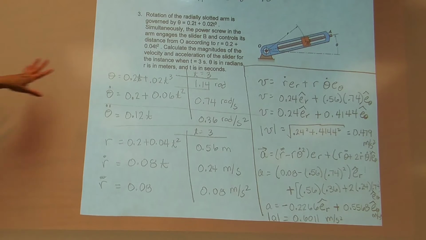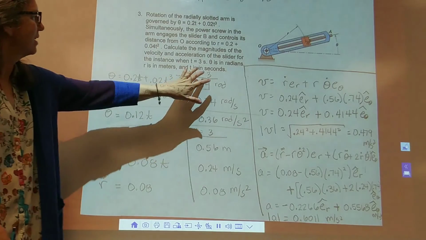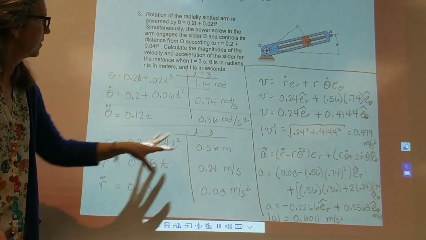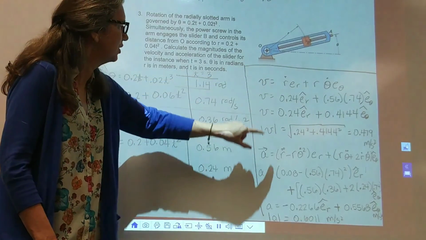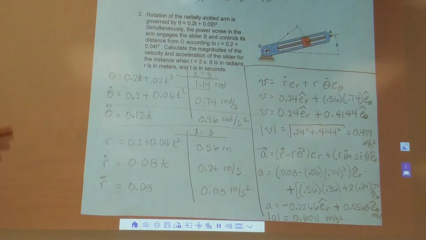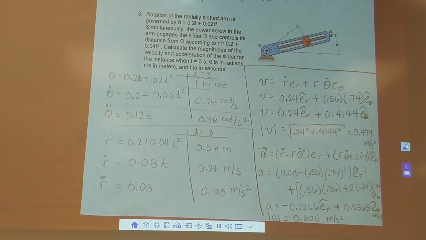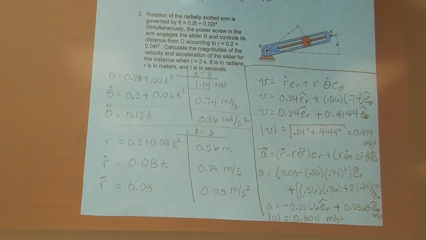So once you do these derivatives and then plug in the time, that's the bulk of the problem there. Then you just go back and pull the equations for velocity and acceleration, plug the numbers in, and crunch the numbers. Once you find it in components, you can solve for the magnitude by the square root of the sum of the squares. So what do these numbers mean?